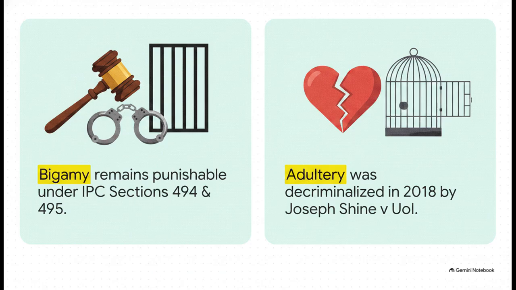The law might not throw you in jail for cheating anymore, but it will absolutely punish you for marrying a second time while that first marriage is still legally active.